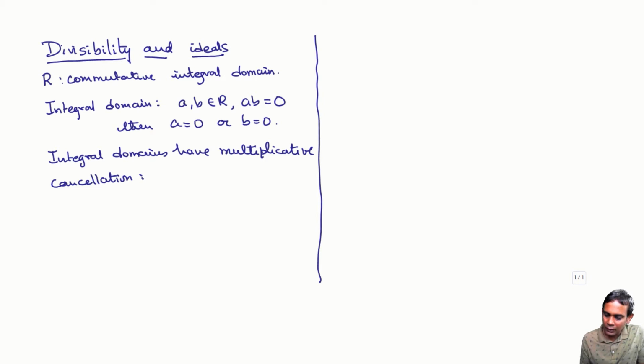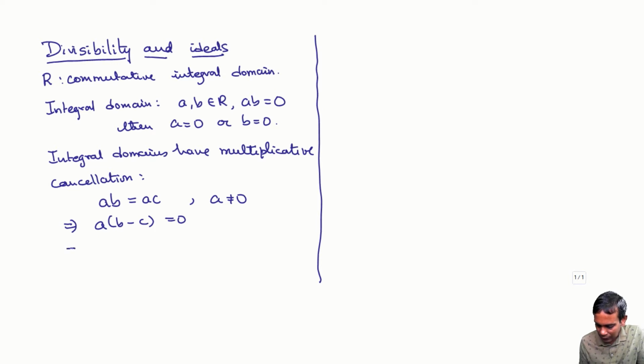That is, if you have ab equals ac, then you can write this as a times (b minus c) is equal to 0. So if a is not 0, then we must have b minus c is 0, which implies that b equals c. So this is just like cancelling a on both sides of the equation ab equals ac.